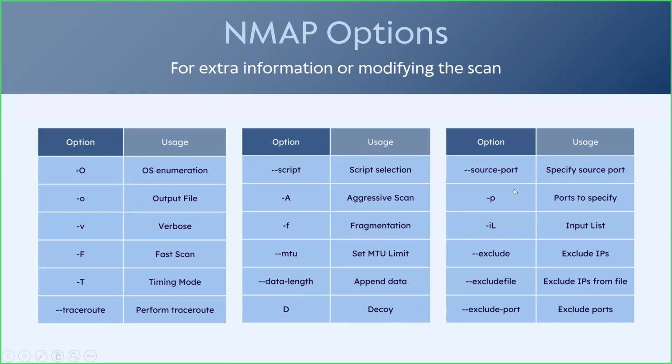Decoy to spoof the IP. Source port to spoof the port number. -P to specify ports to scan. So if you want to scan ports of your choice specifically, rather than letting Nmap decide it, you can go for ports to scan with -P.